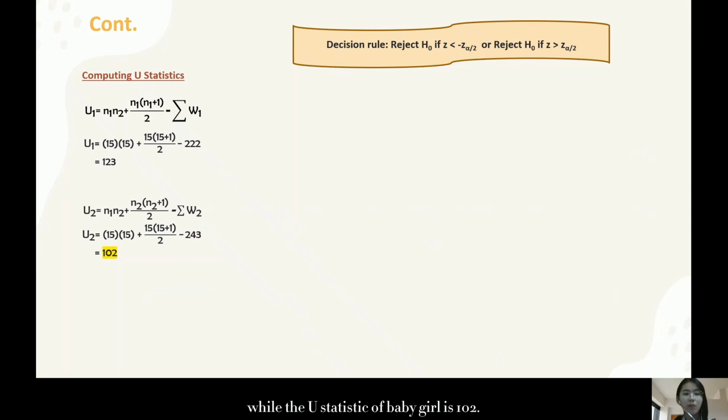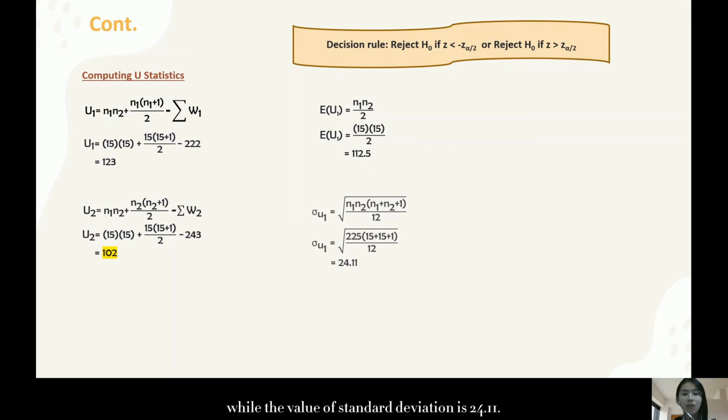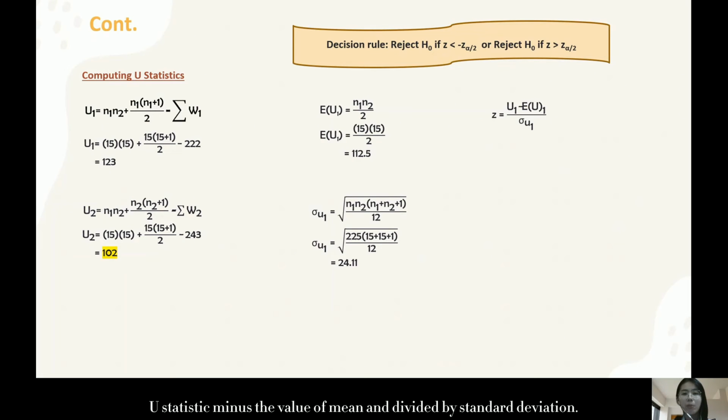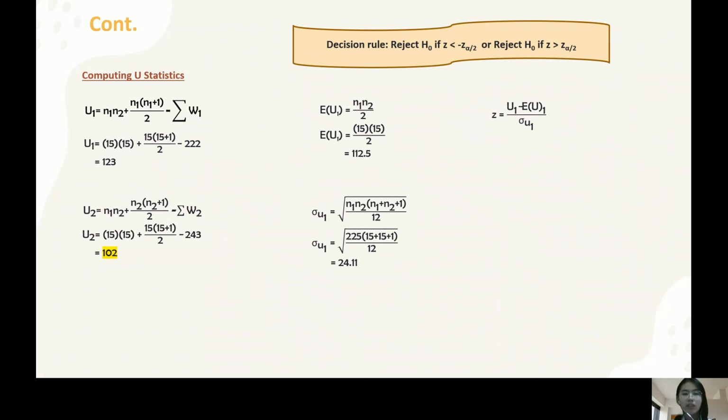First, we need to compute the U statistic before we go further to computing the value of Z statistic. The U statistic of baby boy is 123, while the U statistic of baby girl is 102. Besides, the value of mean is 112.5, while the standard deviation is 24.11. Now we can start to compute the Z statistic. The formula is U statistic minus the mean divided by standard deviation. In this case, we use the smaller U statistic, so we use that of baby girl, which is 102.